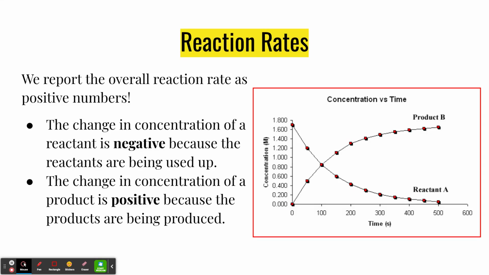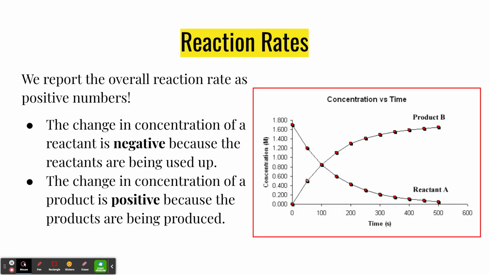In terms of reaction rates, we report the overall reaction rate as positive numbers, as I stated before. So the change in concentration of a reactant is negative because the reactants are being used up. And the change in concentration of a product is positive because the products are being produced.